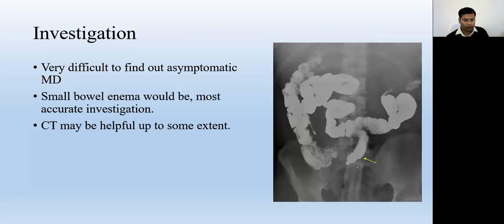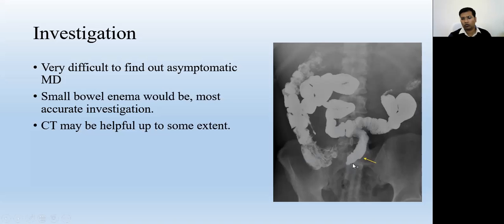Investigations. Symptomatically, it is very difficult to diagnose Meckel's diverticulum because it has so many varied presentations. Sometimes it looks like a chronic ulcer, sometimes like intestinal obstruction, sometimes like appendicitis. So it is very difficult to diagnose initially. But once your patient is settled, a small bowel enema may give an accurate diagnosis, because it creates the image that you see in the picture. This is the Meckel's diverticulum.